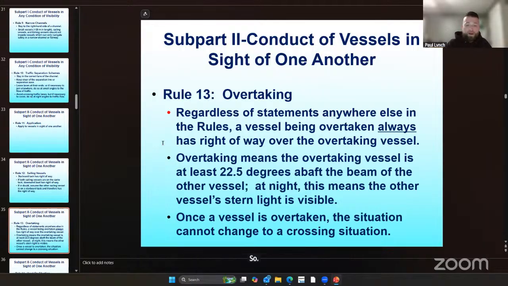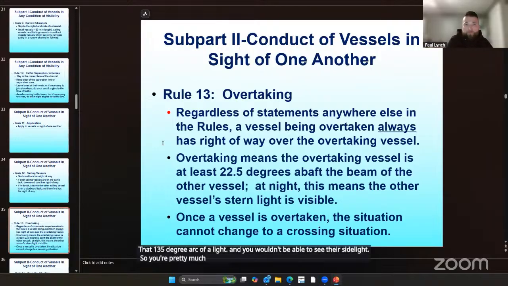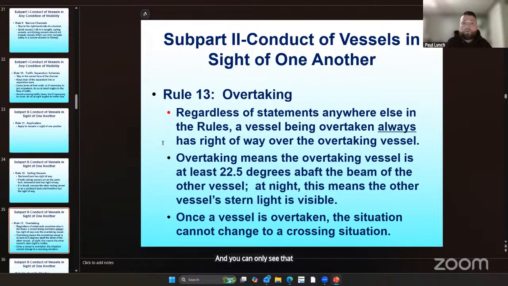So if you're behind that zone between 112 and a half degrees and 135, that's overtaking, because you would only be able to see that 135-degree arc of a light and you wouldn't be able to see their side light. So you're pretty much coming up from right behind their stern and you can only see their stern light and you can't see the bow of their boat. That's overtaking. Once a vessel is overtaken, the situation cannot be changed into a crossing situation.